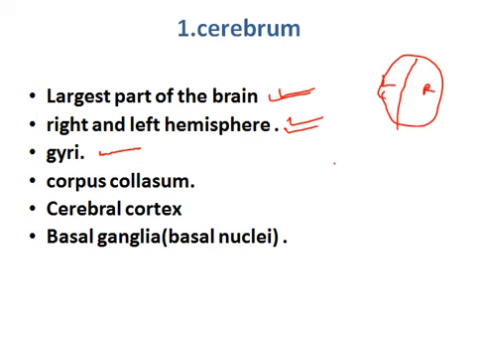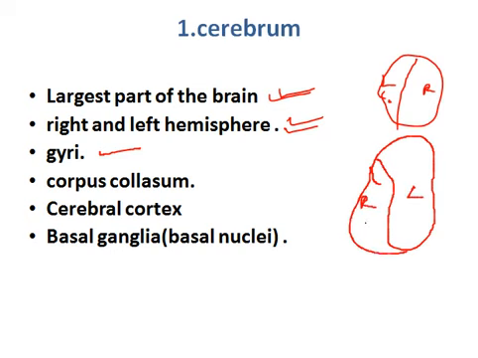If you see the cerebrum, deep inside, the right and left hemispheres are connected by a group of white matter. So if you take the cerebrum or cerebral hemisphere, this is the right and this is the left, and deep inside both these hemispheres are connected by whom? Connected by a group of white matter that is called corpus callosum. So corpus callosum connects the right and left hemisphere.